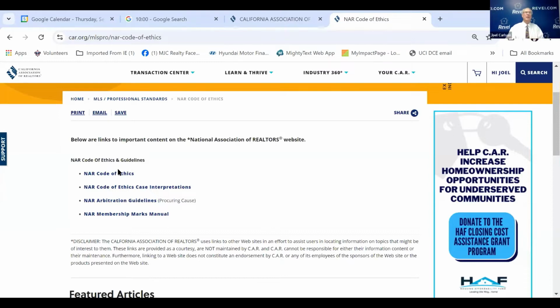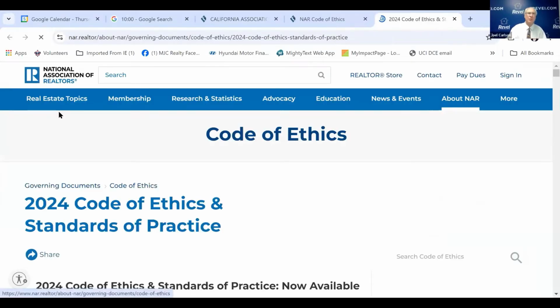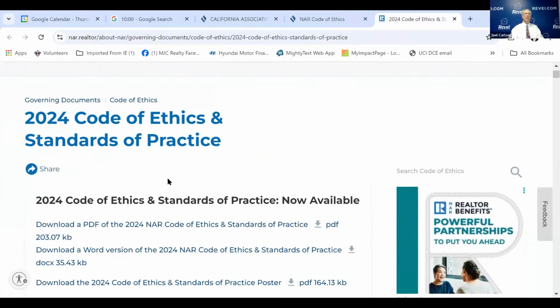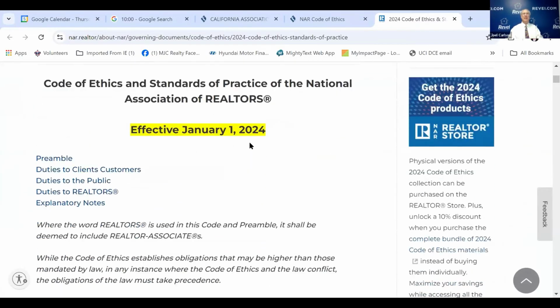Okay. So you click on the code of ethics. It takes you to the National Association of Realtors. It says, hi, you want to see the code of ethics? Go to where they reside. And they reside at the National Association of Realtors. These are the code of ethics standards of practice. You come down here and you see that as of January 1st, 2024, they've changed. How do you know they changed?